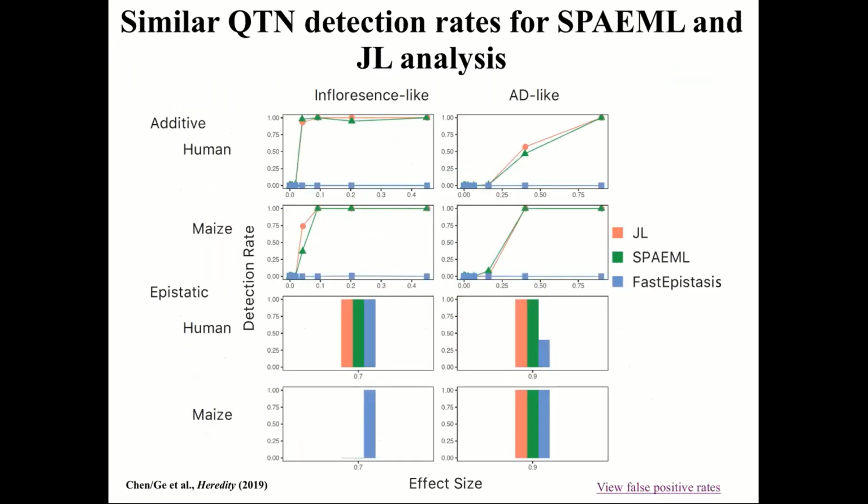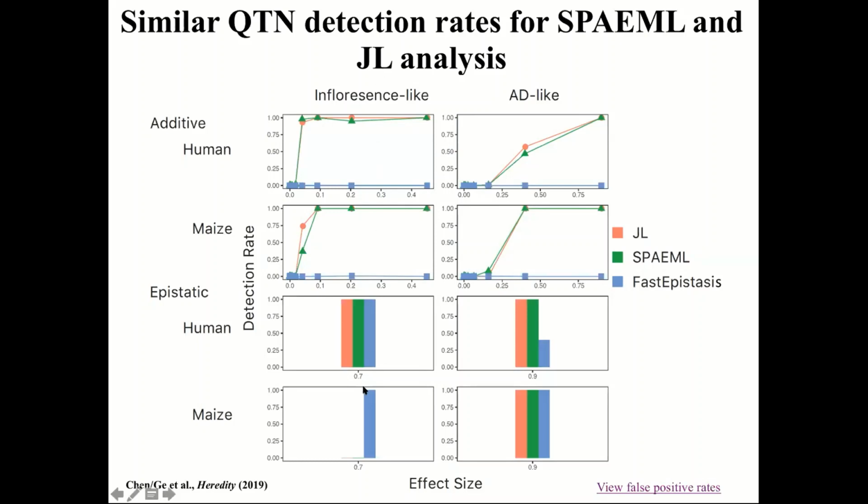So the first question we wanted to ask was, how good of a job does spamel do with identifying the QTN that we simulated relative to the 2 other approaches that we tested? So here's a really busy graph, a really busy picture showing these results.